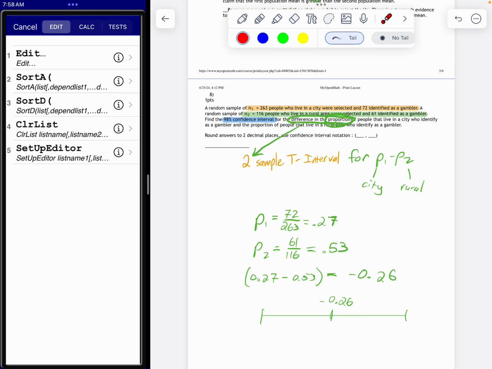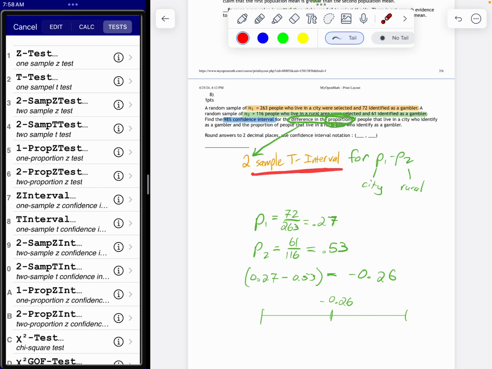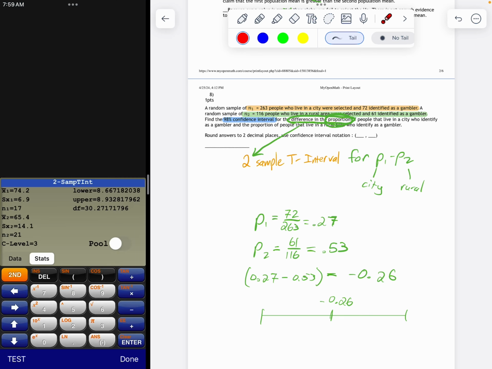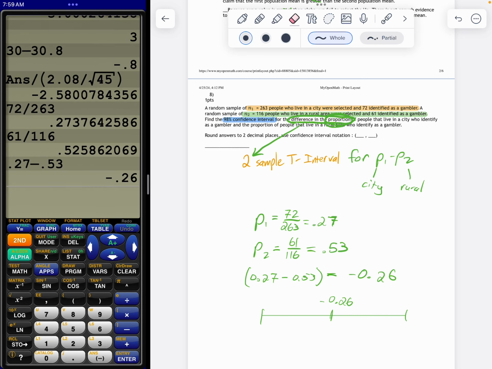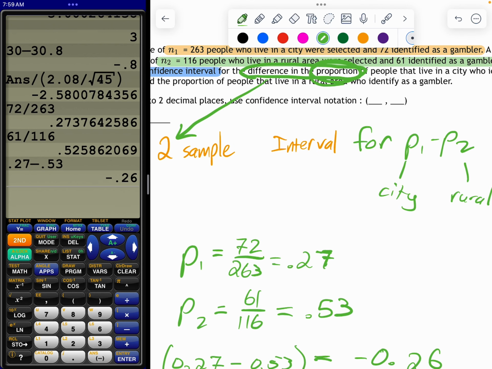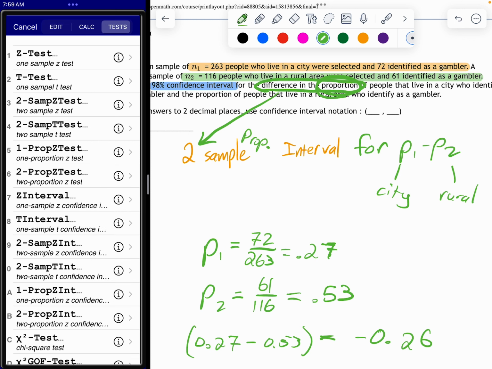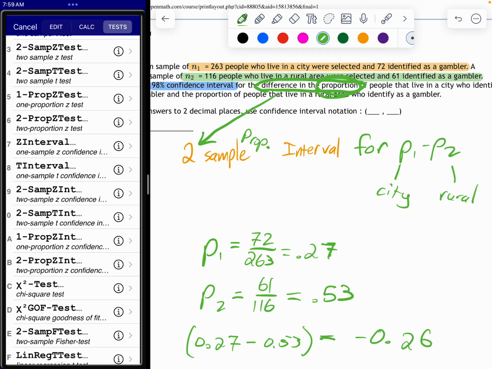So let's go to stat tests. This is a two-sample t interval, number 0, and sorry, it's not a two-sample t interval. That's a mistake. It's a two-sample proportion interval. When I said t, that was wrong. It's a two-sample prop interval because it's a proportion. It's not a mean. That would be number 9.